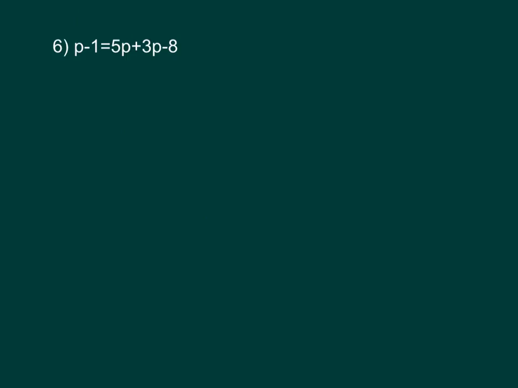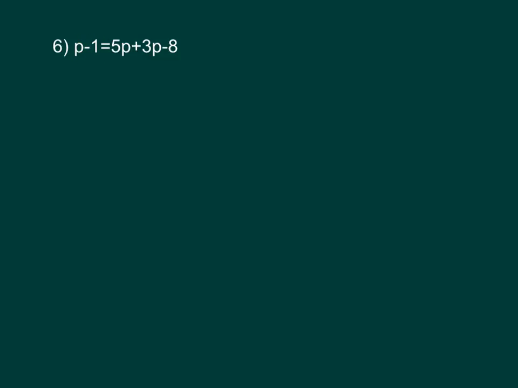Okay, so let's look at a little bit more complicated of an equation. So this is a multi-step equation. When you're dealing with a multi-step equation, the easiest thing to do first is to make sure you combine like terms that are on the same side of the equal sign. So let's look at the left-hand side first.